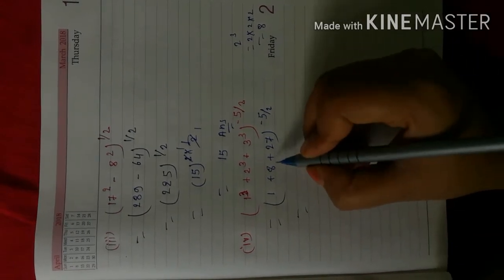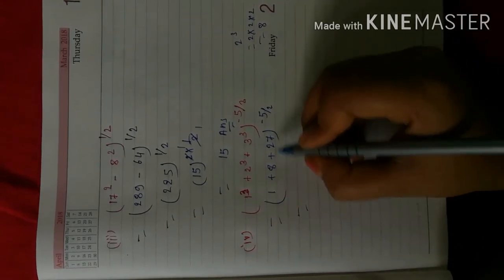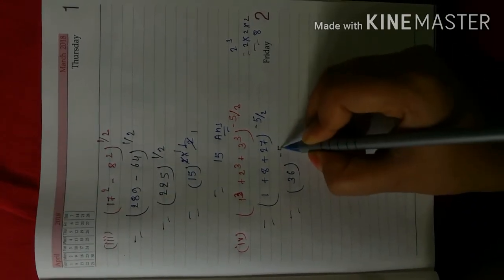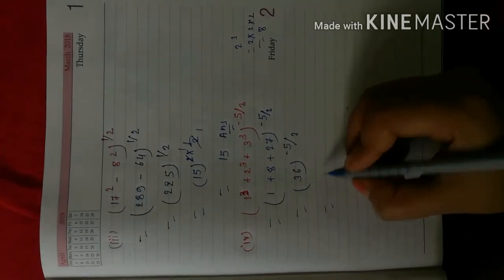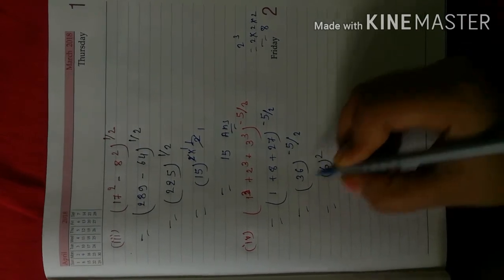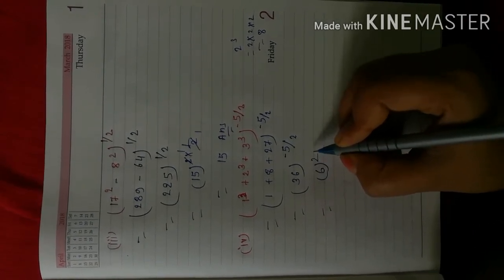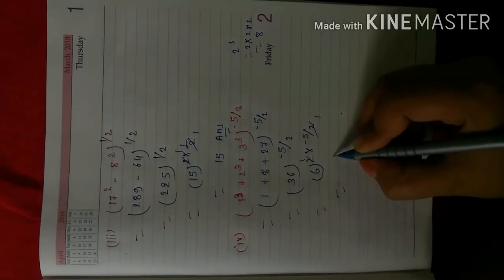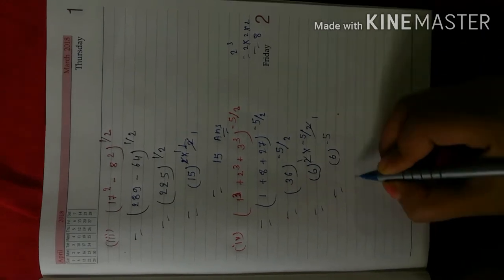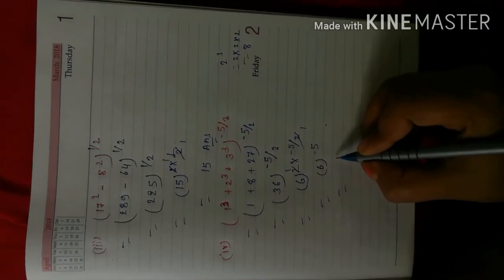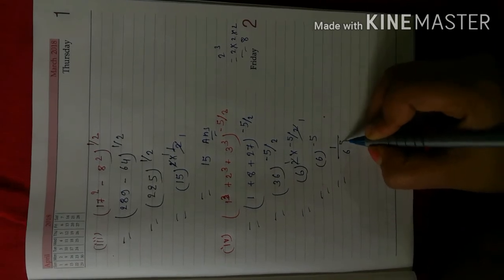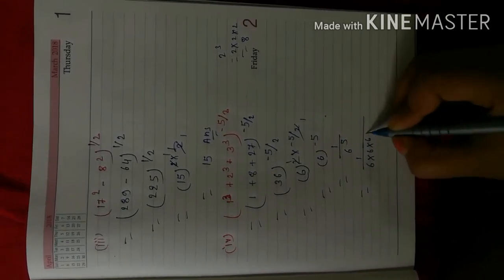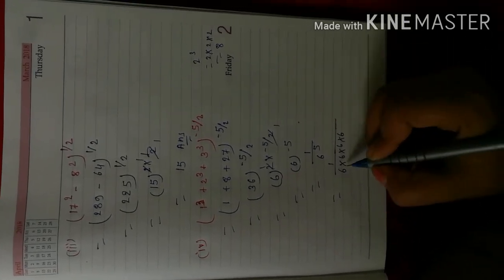Now we will add: 7 and 1 is 8, 8 and 8 is 16, and 2 and 1 is 3, so 36 whole to the power minus 5 by 2. 36 is a square of 6, so we can write 6 square into minus 5 by 2. 2 will be cancelled. Now we can write 6 to the power minus 5. Now we will convert it with a positive exponent. We can write 1 upon 6 to the power 5. This implies 1 upon 6 into 6 into 6 into 6 into 6. We will write 5 times: 1 2 3 4 5.